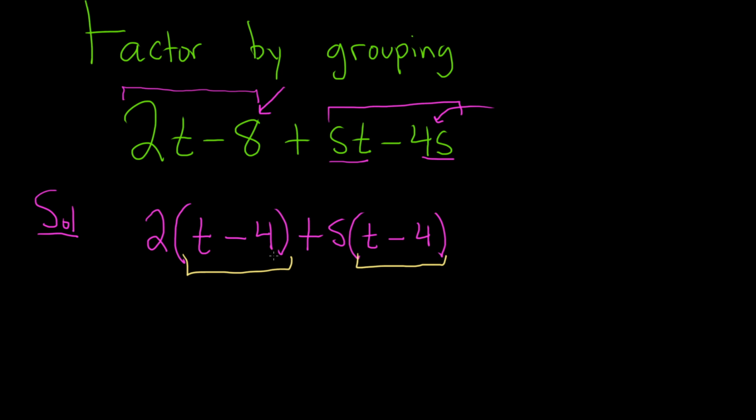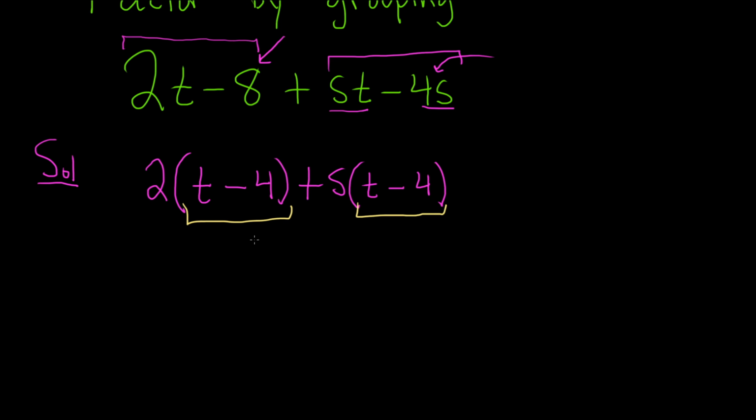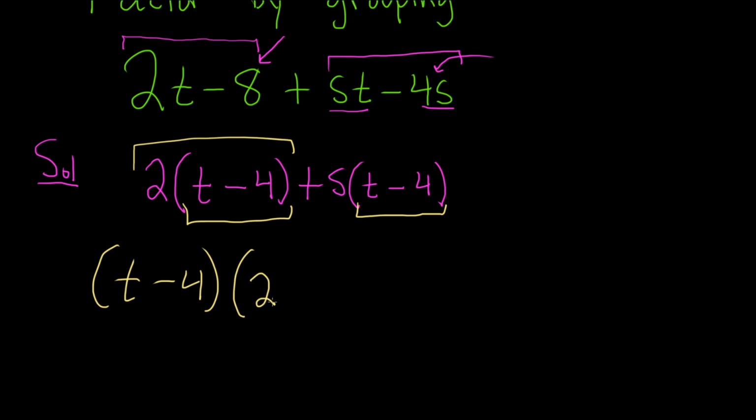So what you can do now is you can pull out the t minus 4 because it's a common factor. So you write it down, t minus 4, and then parentheses. And then you ask yourself, what do you multiply by t minus 4 in order to get this? Well, you're just missing a 2. And you can check, t minus 4 times 2 is t minus 4 times 2. It's just written backwards, but it's totally okay.